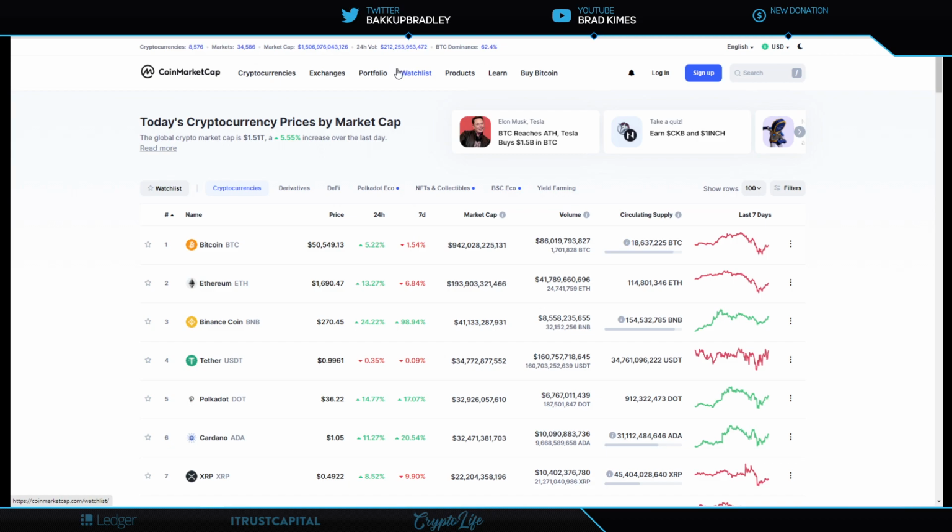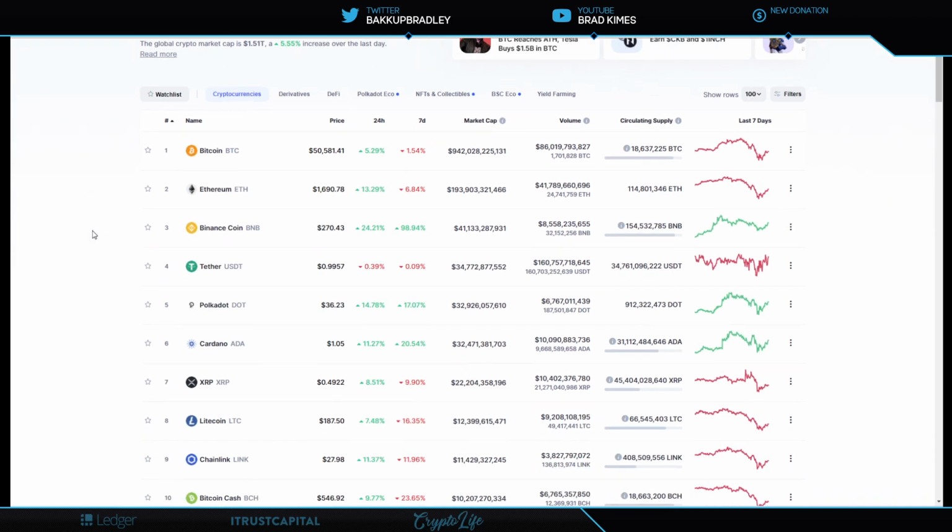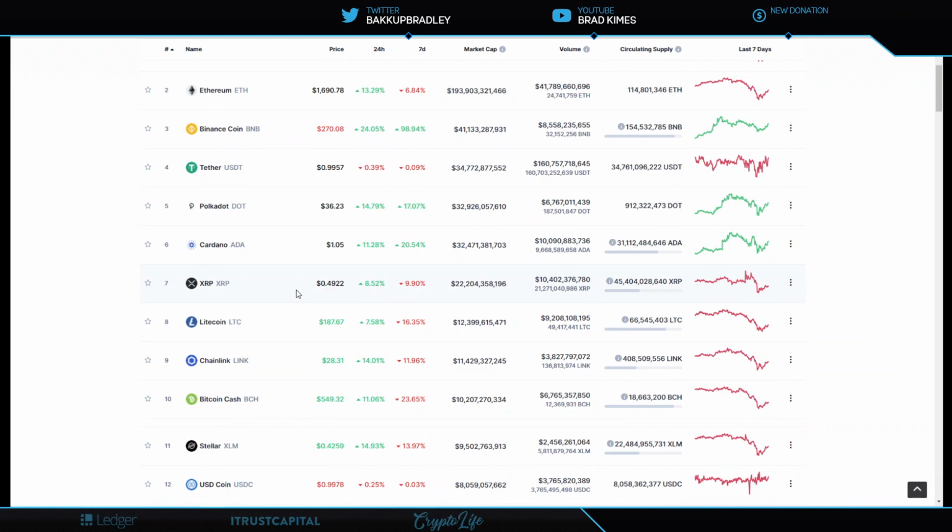Let's go ahead and talk about this. The market cap of cryptocurrency collectively is back at $1.5 trillion. Man, I just love seeing it. And Bitcoin is back at $50,000 plus. And XRP is at 49 cents. Is it buying time again? I know it's almost buying time again for me.